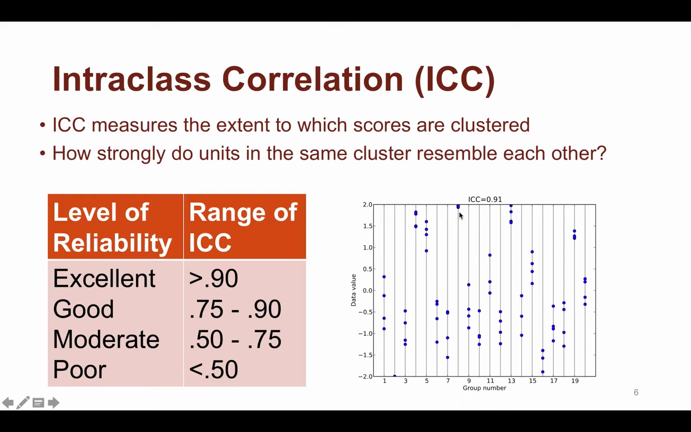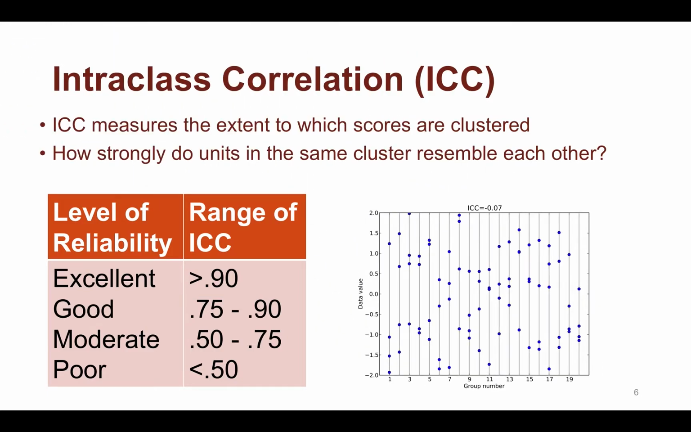So what would it look like if we had poor reliability? It would look more something like this. This is an ICC of negative 0.07, so pretty close to 0. And what this means is that there's basically no consistency among either the different raters, or the individual rater across different time points, or the subject taking the test over multiple time points. Sometimes high, sometimes low, sometimes somewhere in between, generally very spread out in these different clusters. So this would reflect poor reliability.